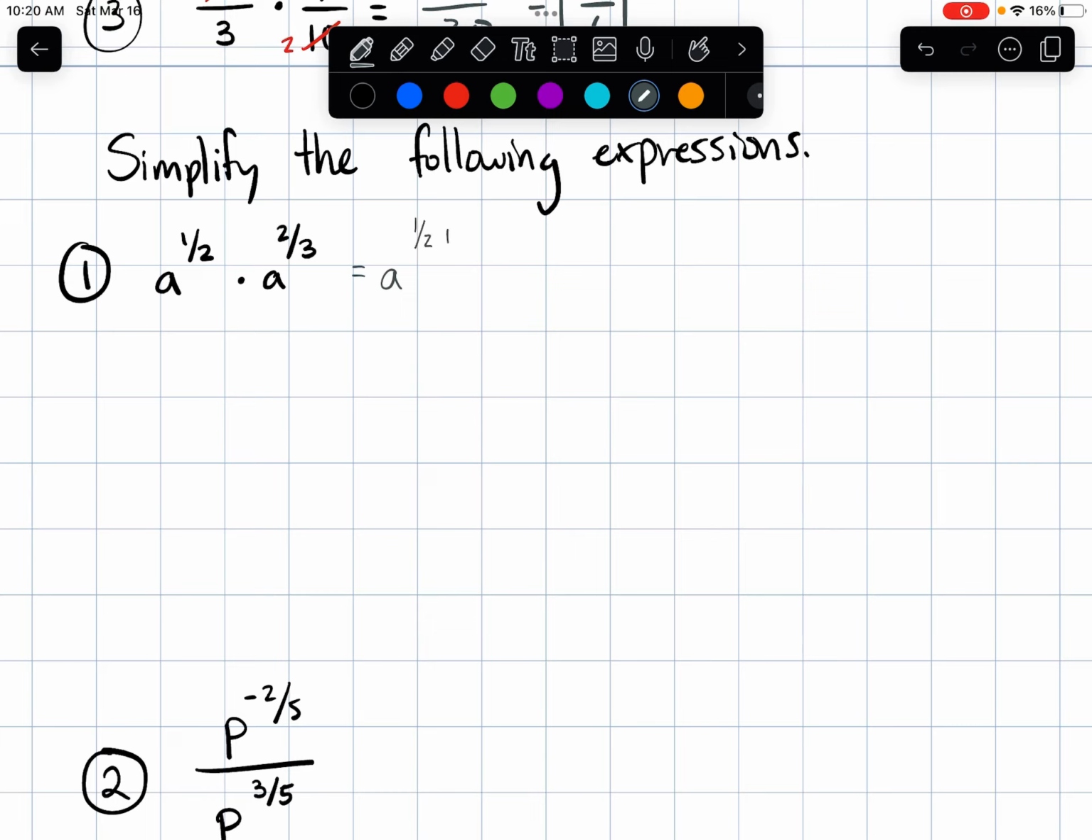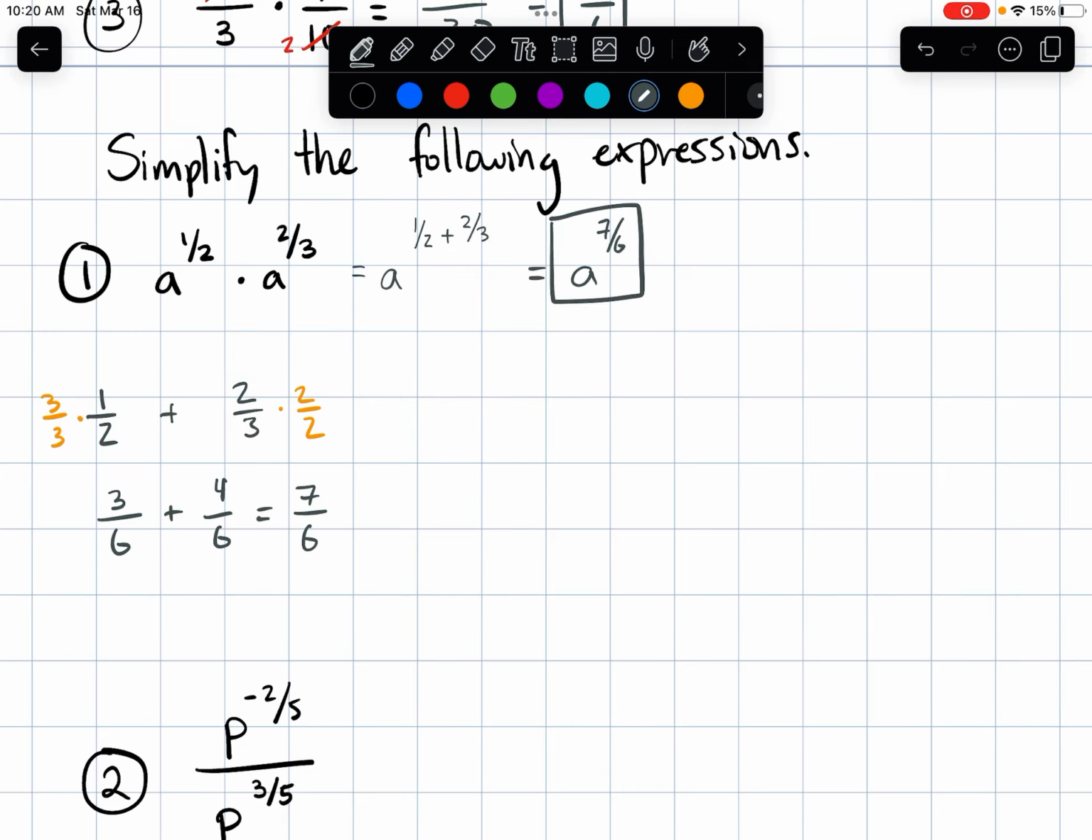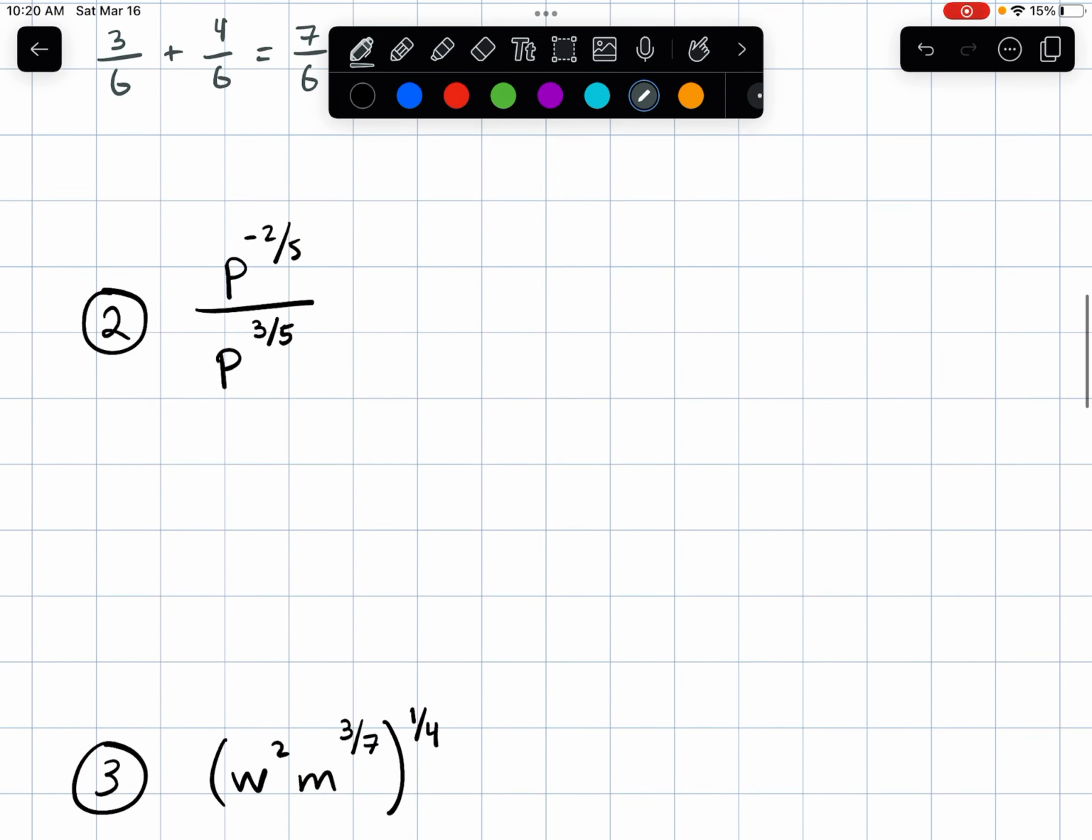So here I see that, again, when I multiply two powers, I have to add the exponents. So this would be like a to the 1/2 plus 2/3. Well, I can't add these together right now because I don't have common denominators. So 1/2 plus 2/3. That means I'm going to have to multiply the first fraction by 3/3 and the second fraction by 2/2. That's going to give me 3/6 plus 4/6, and that's going to be a total of 7/6. So my exponent's going to be 7/6. That's a positive exponent, so there's nothing I can do with that. That is going to be my final answer.